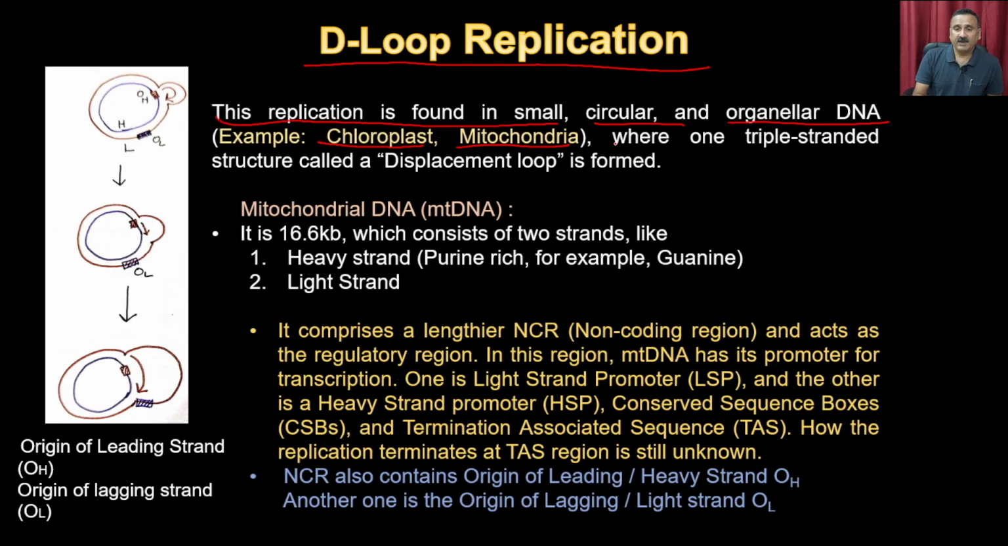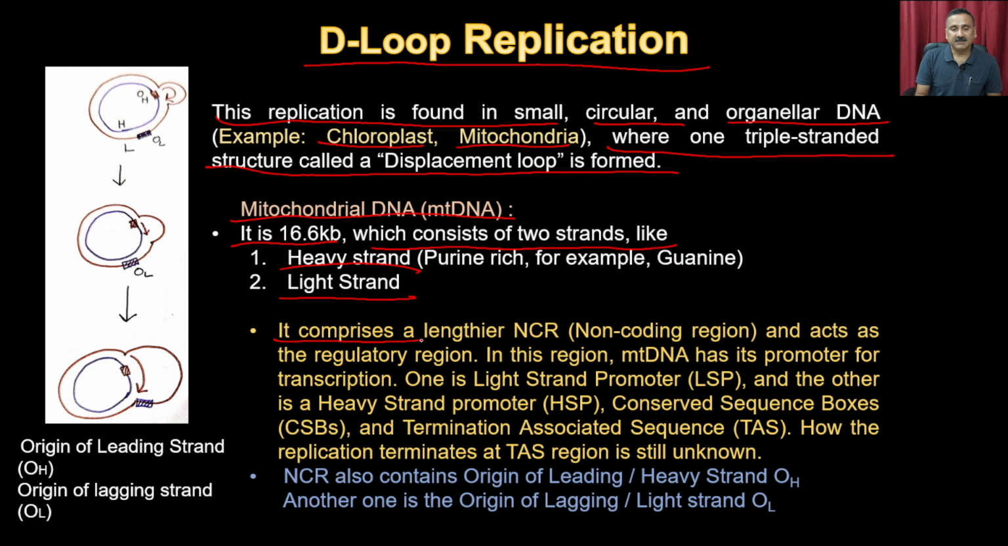So chloroplast and mitochondria are going to follow the mechanism we have discussed so far for the prokaryotic replication system. One triple stranded structure called a displacement loop is going to be formed, and the mitochondrial DNA is about 16.6 kb, which consists of two strands, the heavy strand and the light strand. This is the heavy strand, the inner strand, and the outside is the light strand.